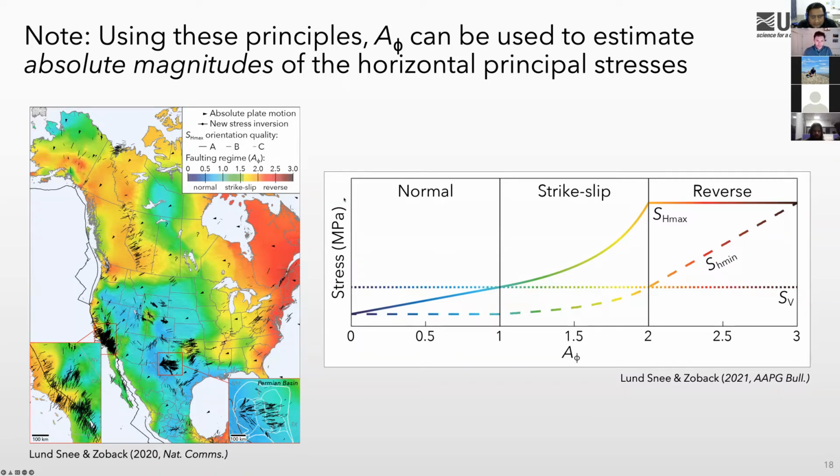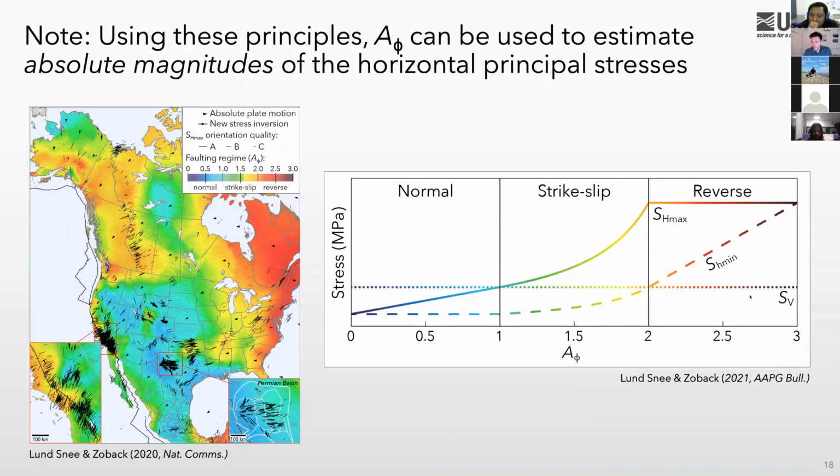So what I'm showing here is a plot of the stress magnitudes in megapascals as a function of the style of faulting, Aphe. These are normalized to the vertical principal stress. The vertical stress is just controlled by the weight of the overburden in a particular area.